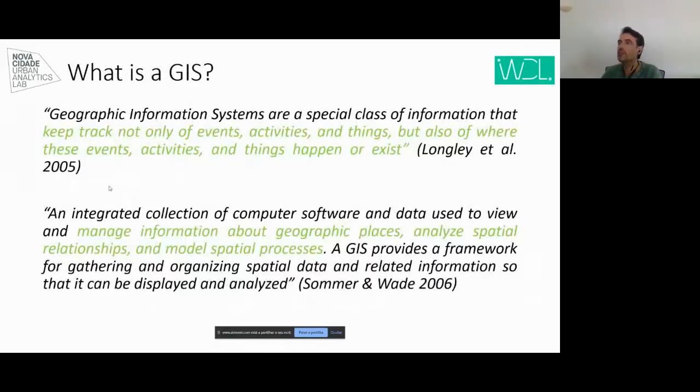So what is a GIS? It's a class of information that keeps track not only of events, activities, and things, but also of where these events, activities, and things happen or exist. In this case, the keyword, the major word, is where things are happening. It can be seen also to manage information about geographic places, analyze spatial relationships, and model spatial processes. It also provides a framework for gathering and organizing spatial data and related information so that it can be displayed and analyzed.